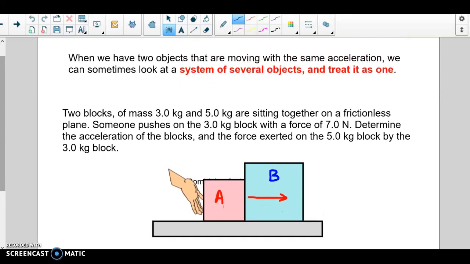In this example, sometimes it's helpful when we're solving problems with two or more objects to treat those objects as if they're one. Now we can do this when all of the objects in our problem have the same acceleration.